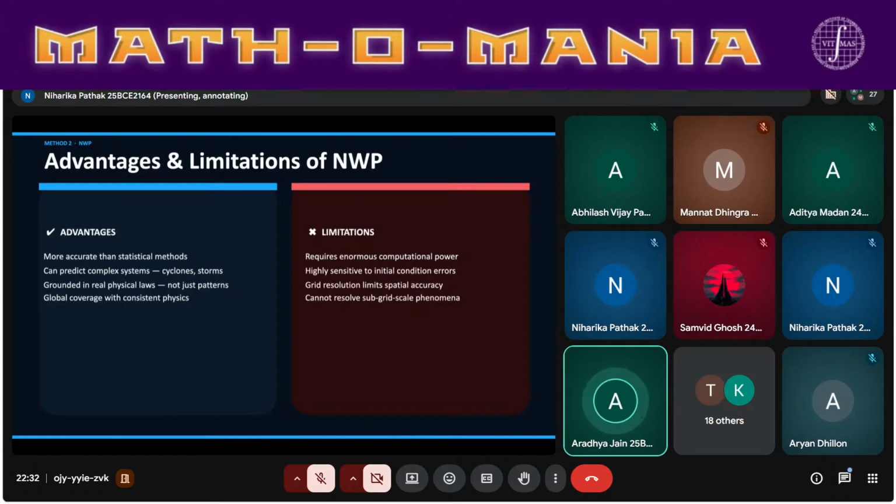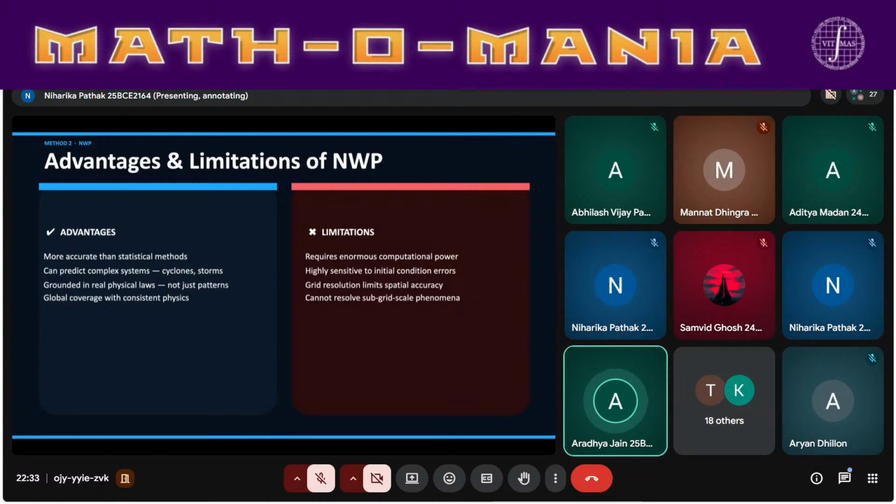And then there is one more: grid resolution limits spatial accuracy. What this means is that in each grid, if there is some equation which is smaller than what the grid can resolve, say there are six variables, and we find there are more constraints in this particular grid, we cannot have that, right? So this gives us a limit to the accuracy because we cannot account for some other errors. So yeah, this cannot resolve subgrid scale phenomena.